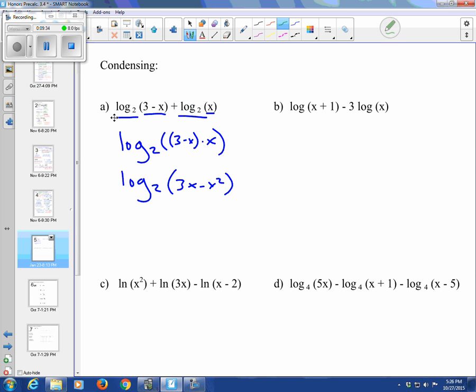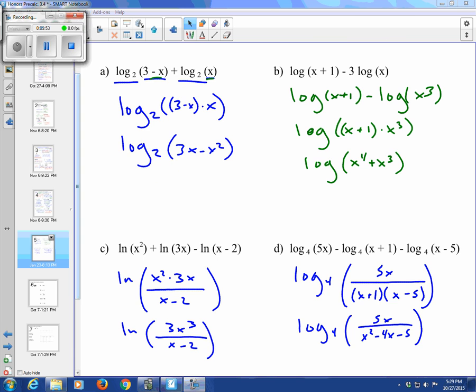Looking at this, again it's the same properties that we talked about before, and now we're just dealing with polynomial expressions inside those logarithms. So I want you to go ahead and try these other 3, and we will look at them together in a second.